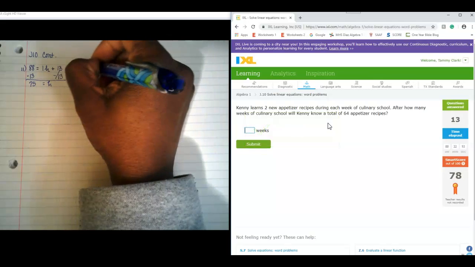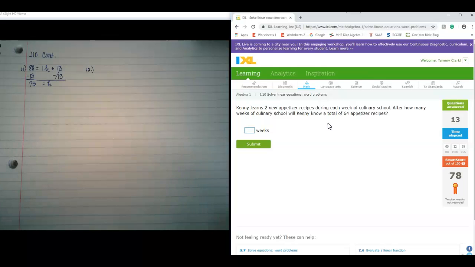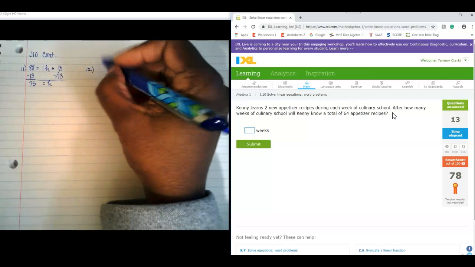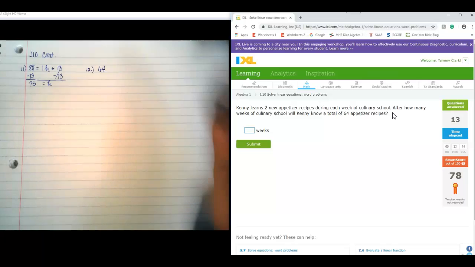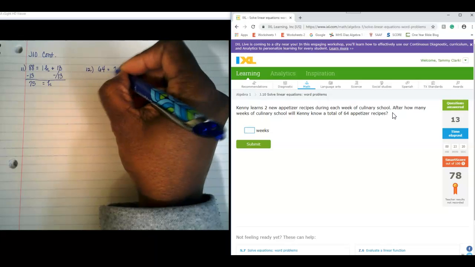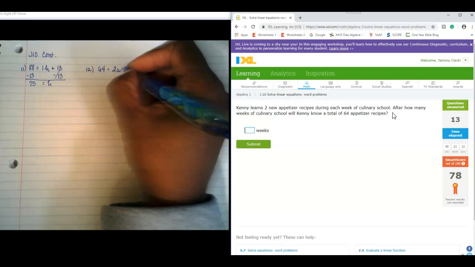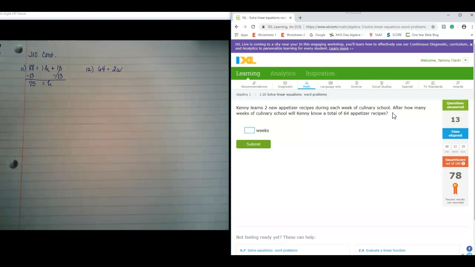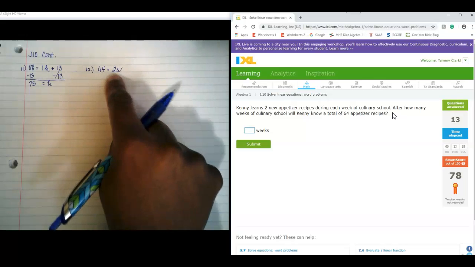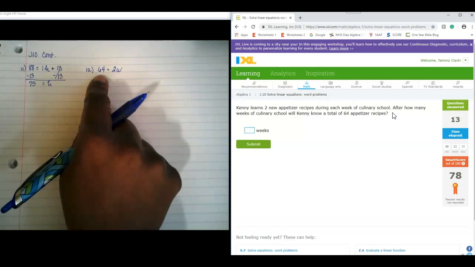Number 12. Kenny learns 2 new appetizer recipes during each week of culinary school. After how many weeks of culinary school will Kenny know a total of 64 appetizer recipes? Okay, so again we know that at the end he's going to know 64 appetizer recipes. What we also know is he learns 2 every week. And what we want to know is how many weeks multiplied by the 2 recipes gives us 64 total recipes.